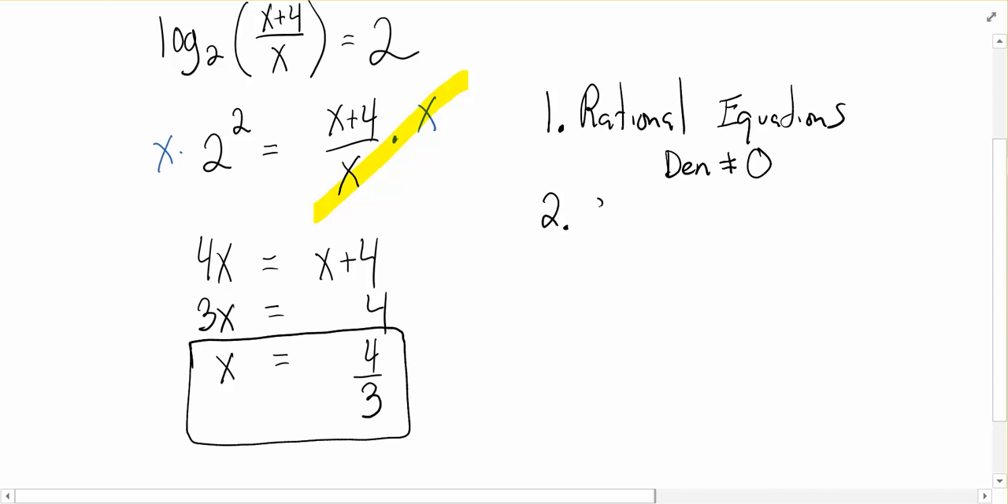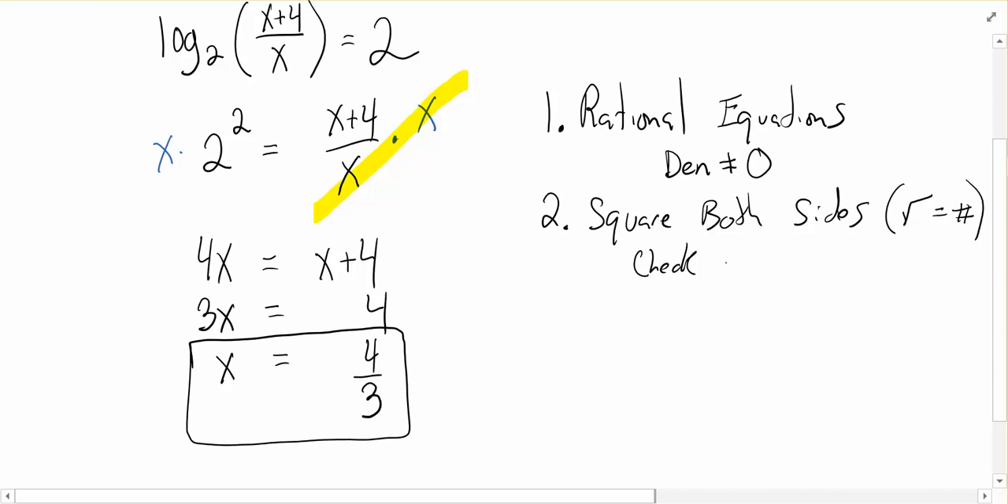The second time is anytime you square both sides. Now this came up often in square root equations, when you had a square root on one side and a number or an expression on the other side. In this case, we had to check the answer fully. We had to really make sure that it worked in the original problem.